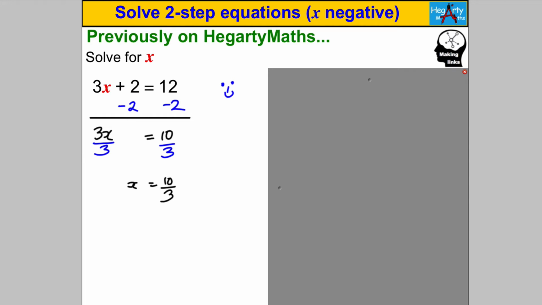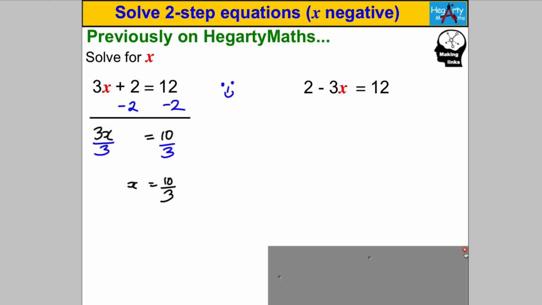So I know you're good at that sort of thing. This is the type of thing we're going to do in this video. Let's have a look. Now it's very similar. We've got a 2, but this time we've got negative 3x is equal to 12. Now, have a pause and think, could you solve that?